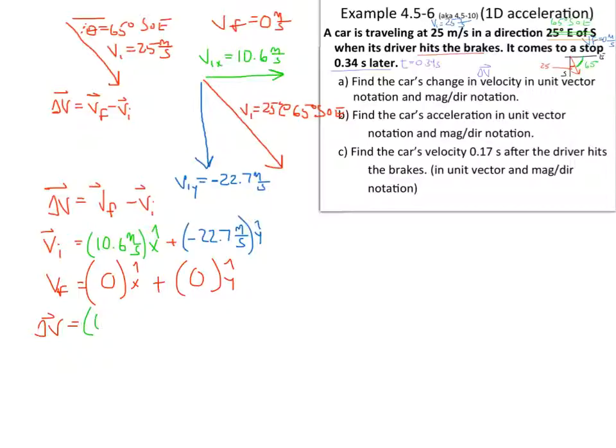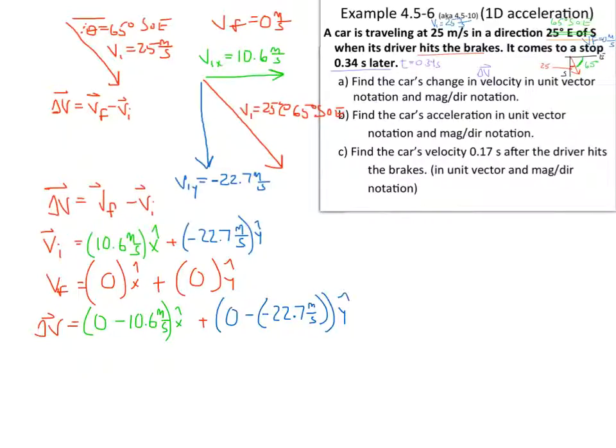0 minus 10.6 meters per second x hat. Okay, and it's going to be 0 minus, what is it? Negative 22.7 meters per second y hat. 0 minus negative 22.7 meters per second. That's in the y hat direction.